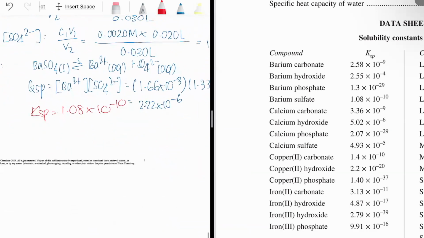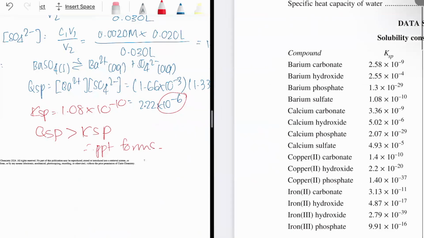Our QSP that we calculated is 10 to the minus 6. So is QSP bigger or smaller than KSP? Smaller. Smaller, 10 to the minus 6 is our QSP, not our KSP. Oh, QSP is greater. Yes, 10 to the minus 6 is greater than 10 to the minus 10. So QSP is greater than KSP. So does a precipitate form? Yes, a precipitate forms. Okay, good.